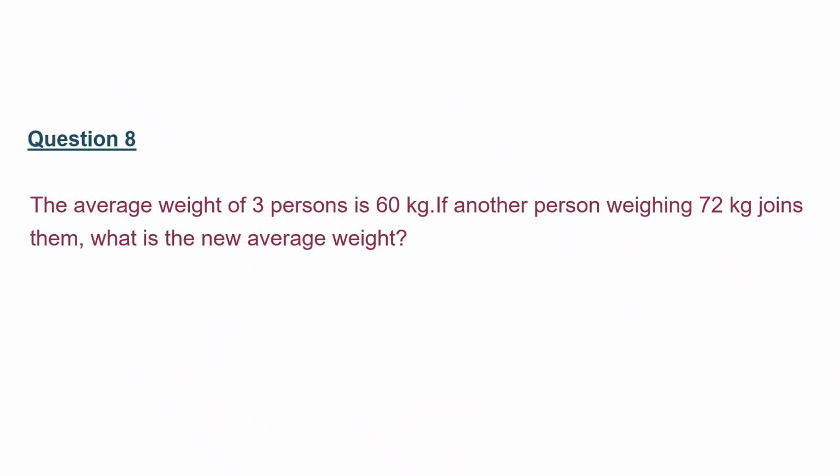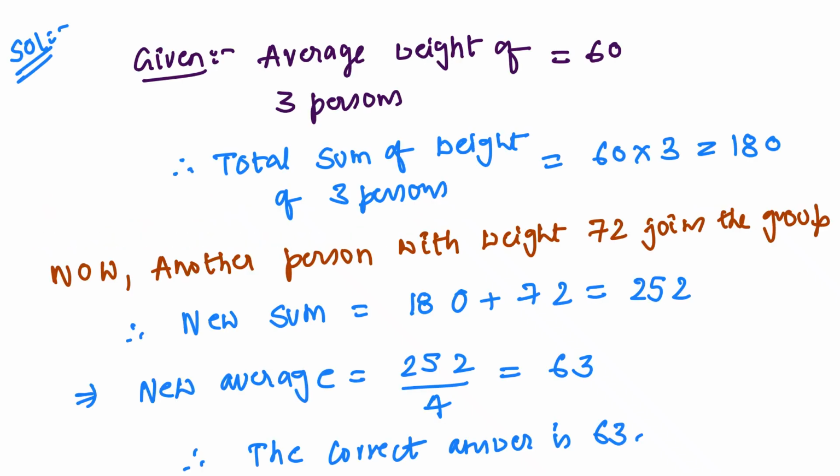Question number 8 is, the average weight of 3 persons is equal to 60 kg. If another person weighing 72 kg joins them, what is the new average weight? The solution is, we are given average weight of 3 persons is equal to 60. Therefore, total sum of weight of 3 persons is equal to 180.